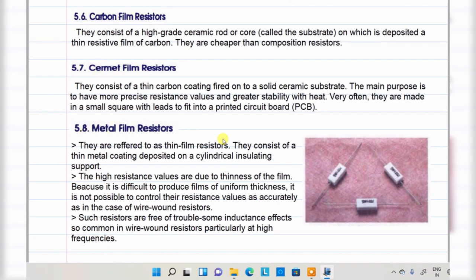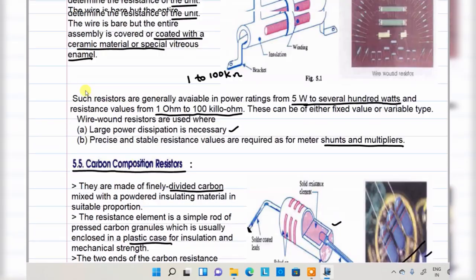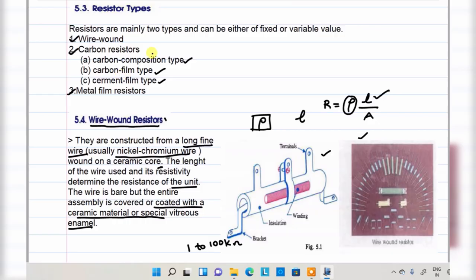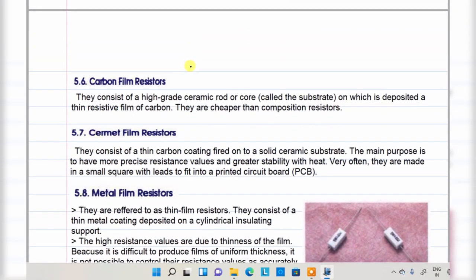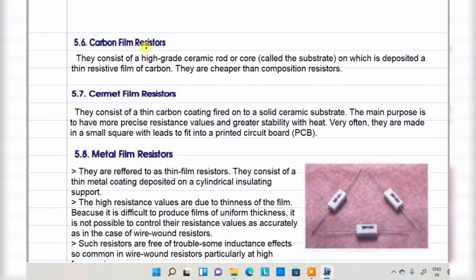Next, the carbon film resistor. Just now I mentioned that carbon resistors are divided into the carbon composition type, carbon film type, and ceramic film type. All three are categories of the carbon resistor, with just small modifications. Carbon film resistor has a small difference from the carbon composition. Instead of carbon composition, you use a high grade ceramic rod core on which a resistive film of carbon is deposited. That's why it is a carbon film resistor. It is cheaper than the composition resistors.